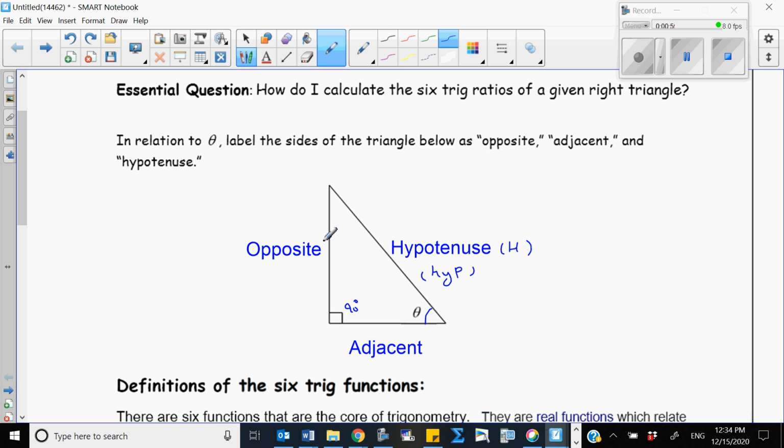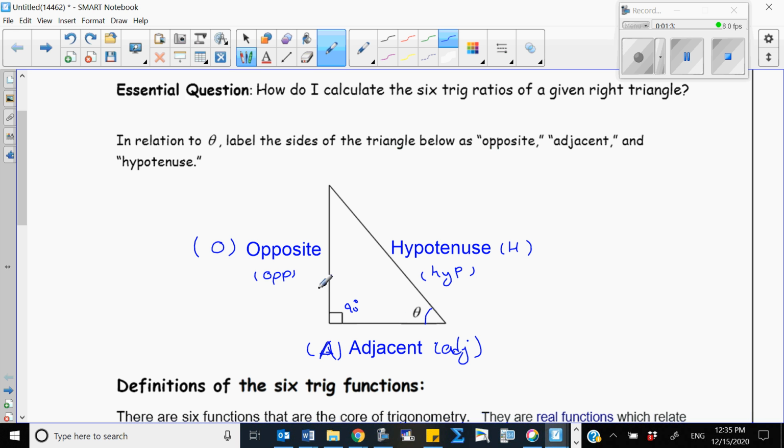Now, the side which is opposite this angle is called the opposite side because it's just opposite of this angle. For short, I can write OPP or I can also write just O. Now, the side which is next to this angle is called adjacent. I can write it as ADJ or just A. So these are the sides of a right triangle.